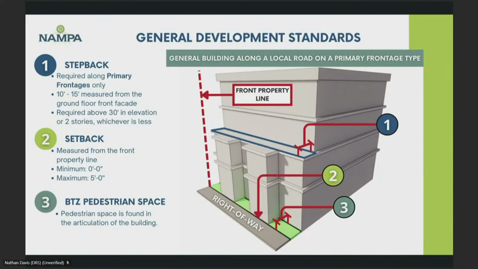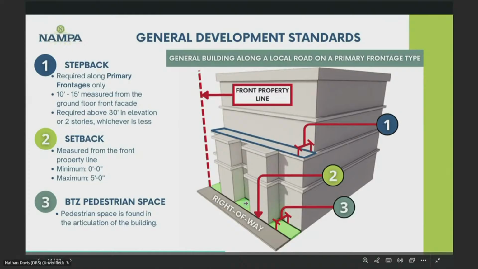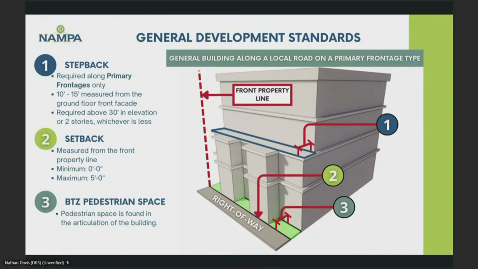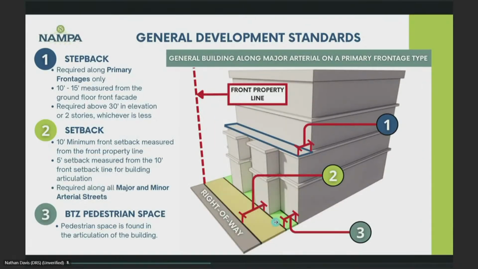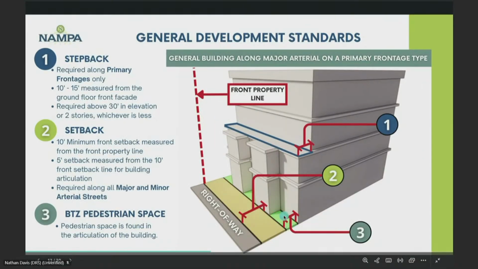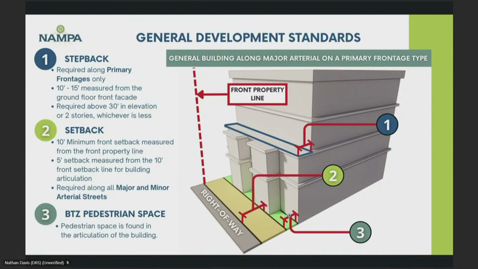So the 5 feet is the BTZ pedestrian space. It's not necessarily the sidewalks. We can make that minimum and maximum different, certainly, but this green space right here is that 5 feet. So there is a sidewalk. The right-of-way includes a sidewalk. So their property line is, you've got a road, then you've got a sidewalk, then you've got that line. Correct.